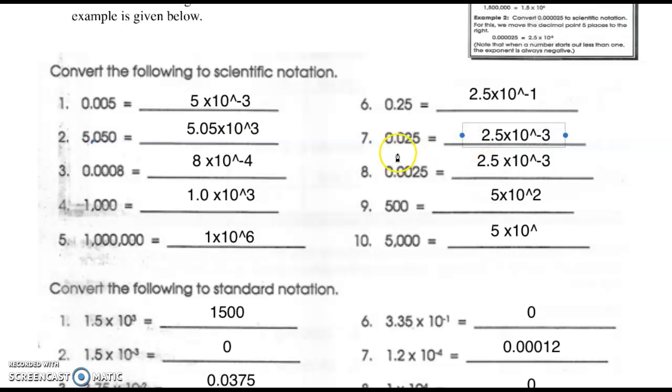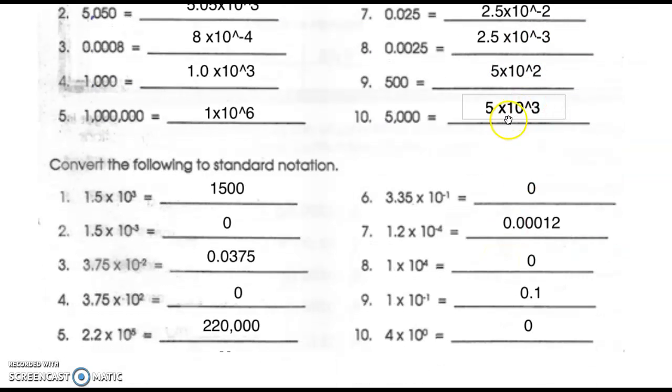This should be negative 2. I'm just realizing, 1, 2. And here I'm moving it 2 spots. That's positive. Here I'm moving it 3 spots, positive because 5,000 is bigger than 1. So basically, if I see a decimal 0.00 whatever, it'll be a negative exponent. It'll be a positive exponent if I have a large number.